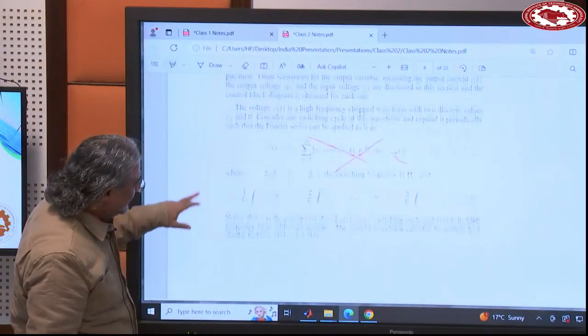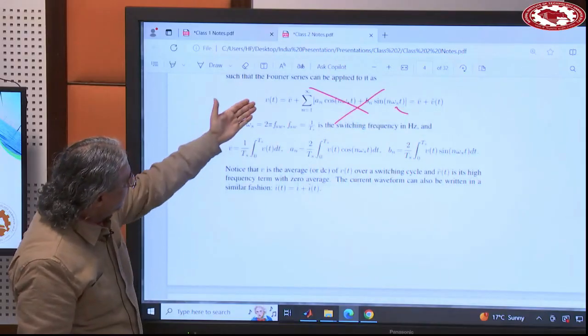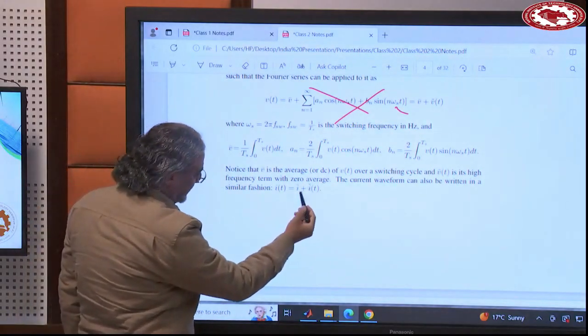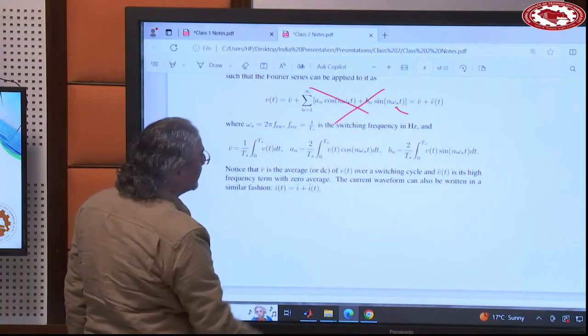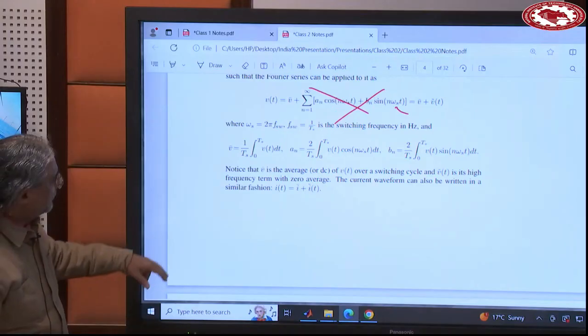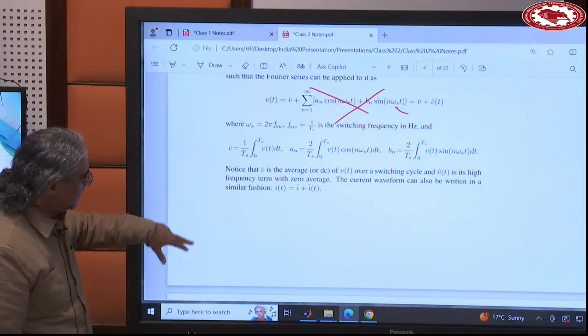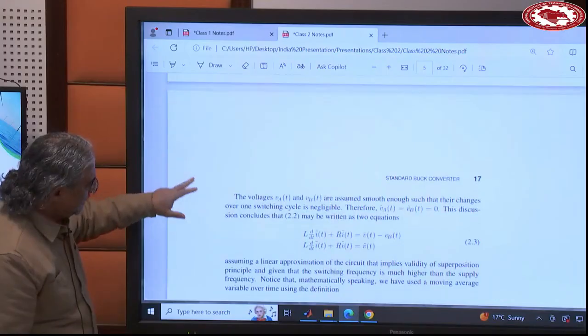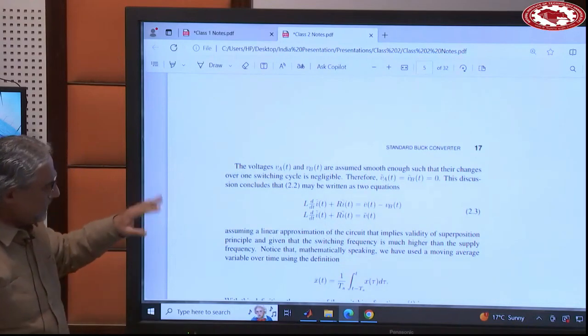So this is the mathematics that goes. For every waveform, we can write it as a low frequency, or you can say DC term, and a high frequency term, according to this explanation of the Fourier series. Now, if you have that, now you can break down the equation.